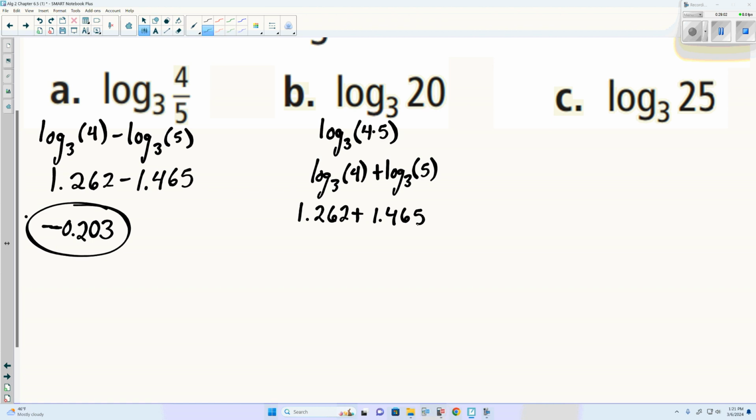But for this one here, we're going to do almost the same thing as A, but instead of minusing, we're going to add. 1.465 plus 1.262. We should get 2.727.